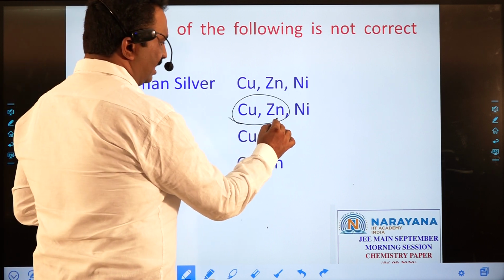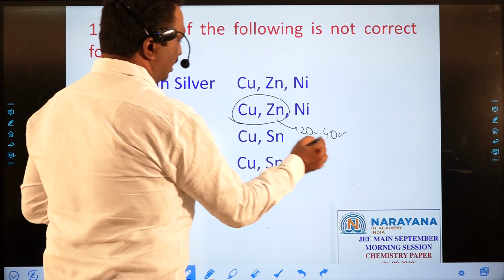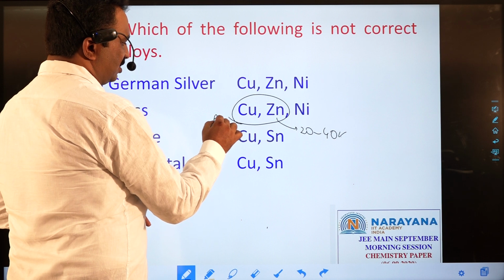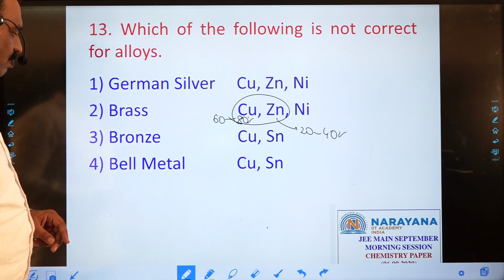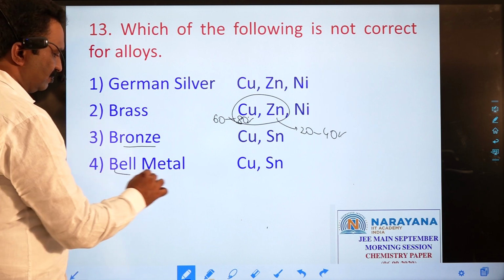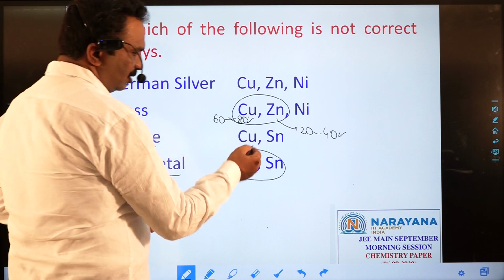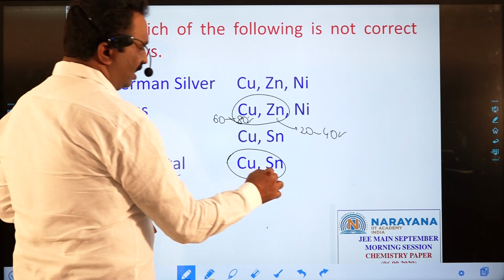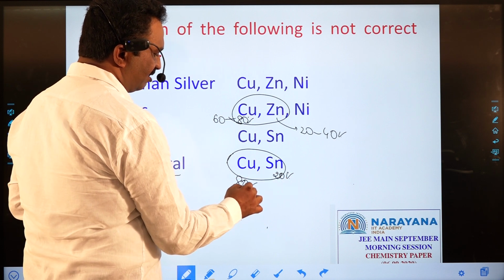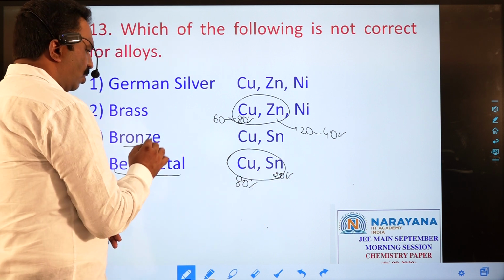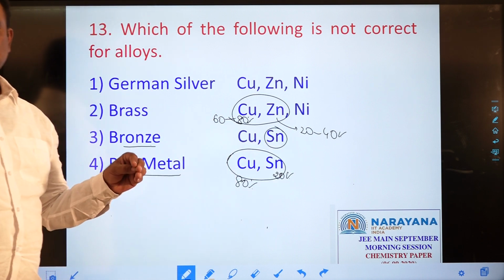This is nearly 20 to 40% of zinc, and 60 to 80% of copper. Next, bronze and bell metal. Bell metal and bronze both have the same composition, means same elements. Only difference here is 20% of tin and 80% of copper is there. Bronze has relatively less percentage of tin, slightly.